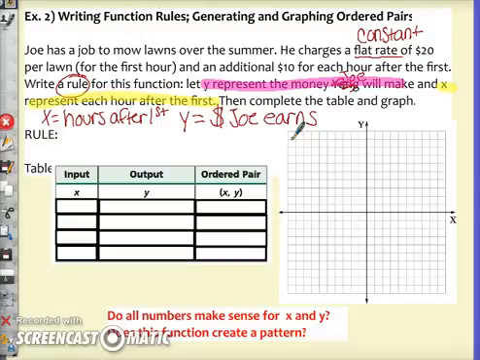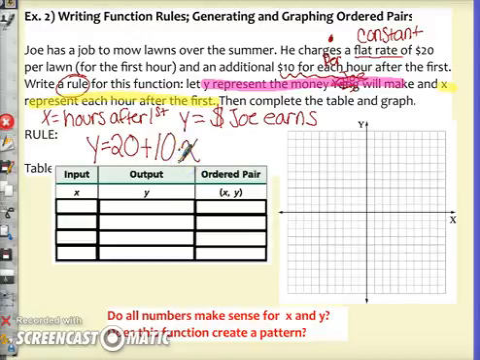So let's think about our rule. He charges a flat rate of $20. Is he earning the $20? Yeah. So the money that he earns is he earns $20 for every lawn for the first hour, and an additional $10 for each hour after the first. So if it's each hour after the first, he's gaining more money, and it's $10 for each hour. Or you could say per hour. Per typically means multiplication. So $10 times the number of hours.